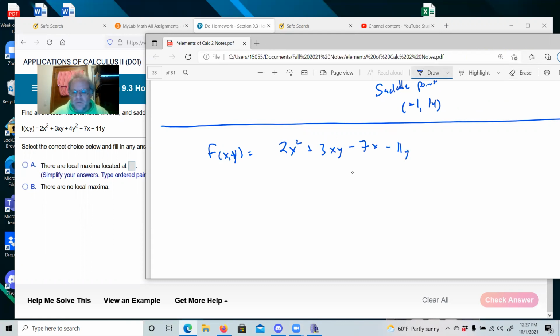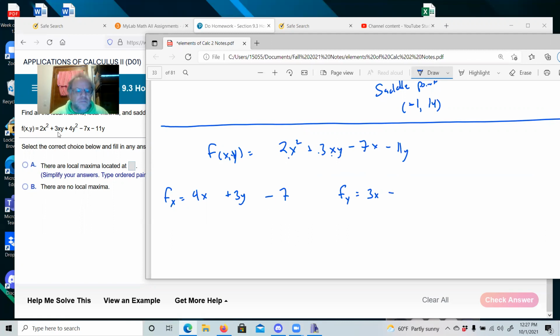Minus 11y, right? Great. What is my partial with respect to x? Well, that's 4x plus 3y minus 7. What is my partial with respect to y? Well, that's a 0. We have 3x, okay? Partial with respect to y, okay?